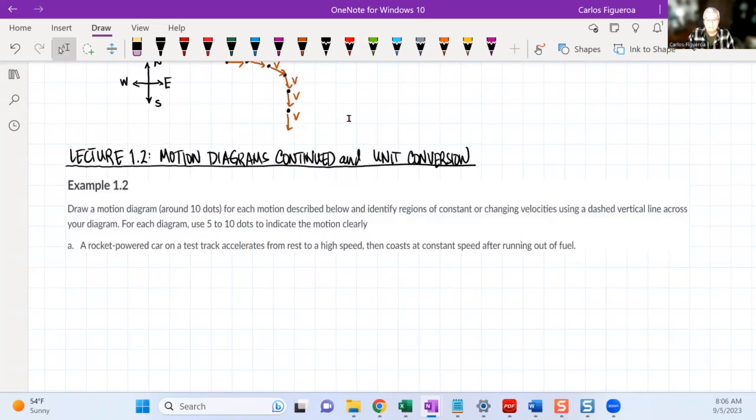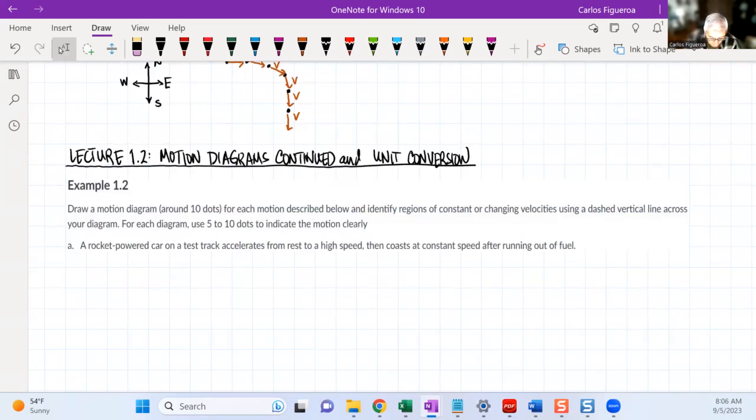I'm getting a lot of emails about where this is located, and you just have to get onto Canvas. If you get onto Canvas, you're going to see one of the tabs that says lecture and examples. Each module, each chapter has it.